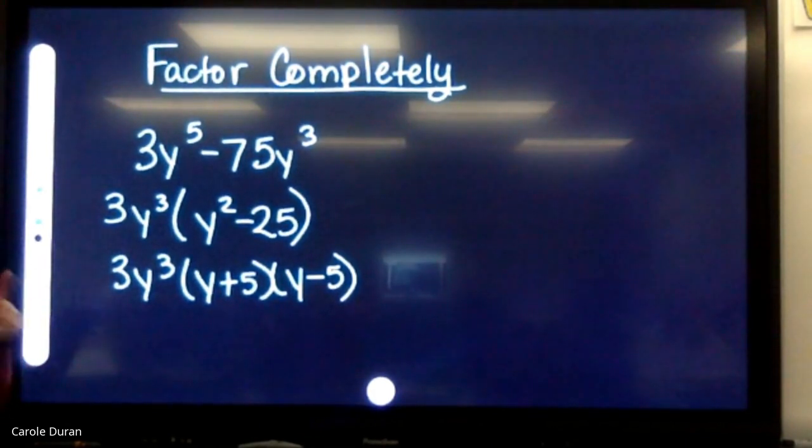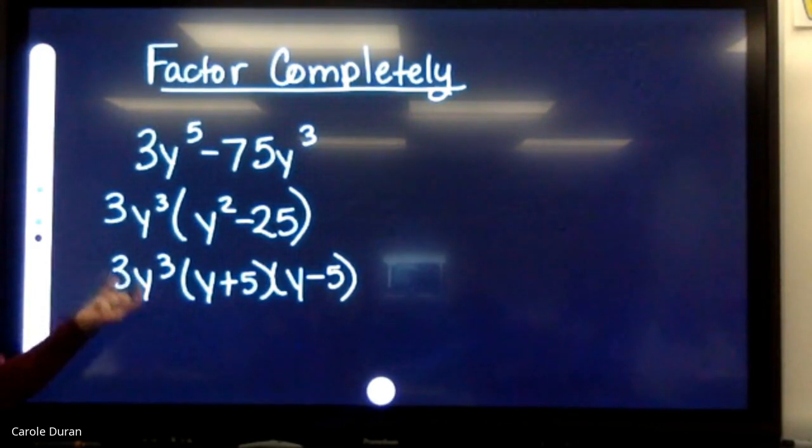I have a question for you, though. When I think about being factored completely, I think about no exponents present at all. But I still have a y cubed here. Why is that okay?